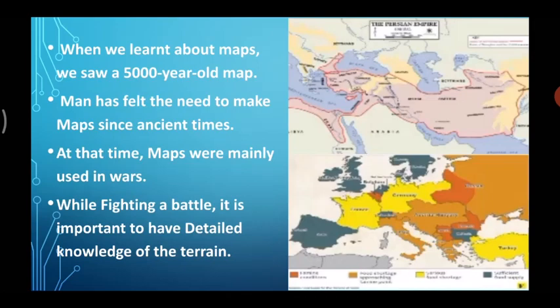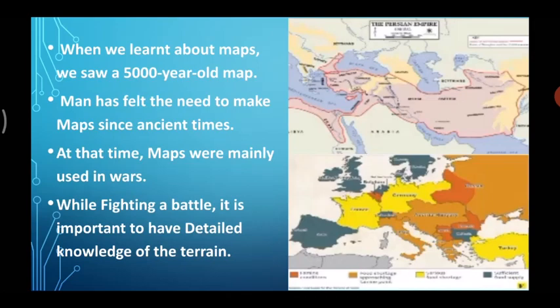So man felt the need of a map at the time of war, during the time of battles. At that time maps were mainly used to understand from where their enemies are coming, from which regions they are going to attack. So firstly, maps were used in the battlefield to understand what all the geographical features are. They needed to understand from where the enemies were going to come, and what the geographical features were.